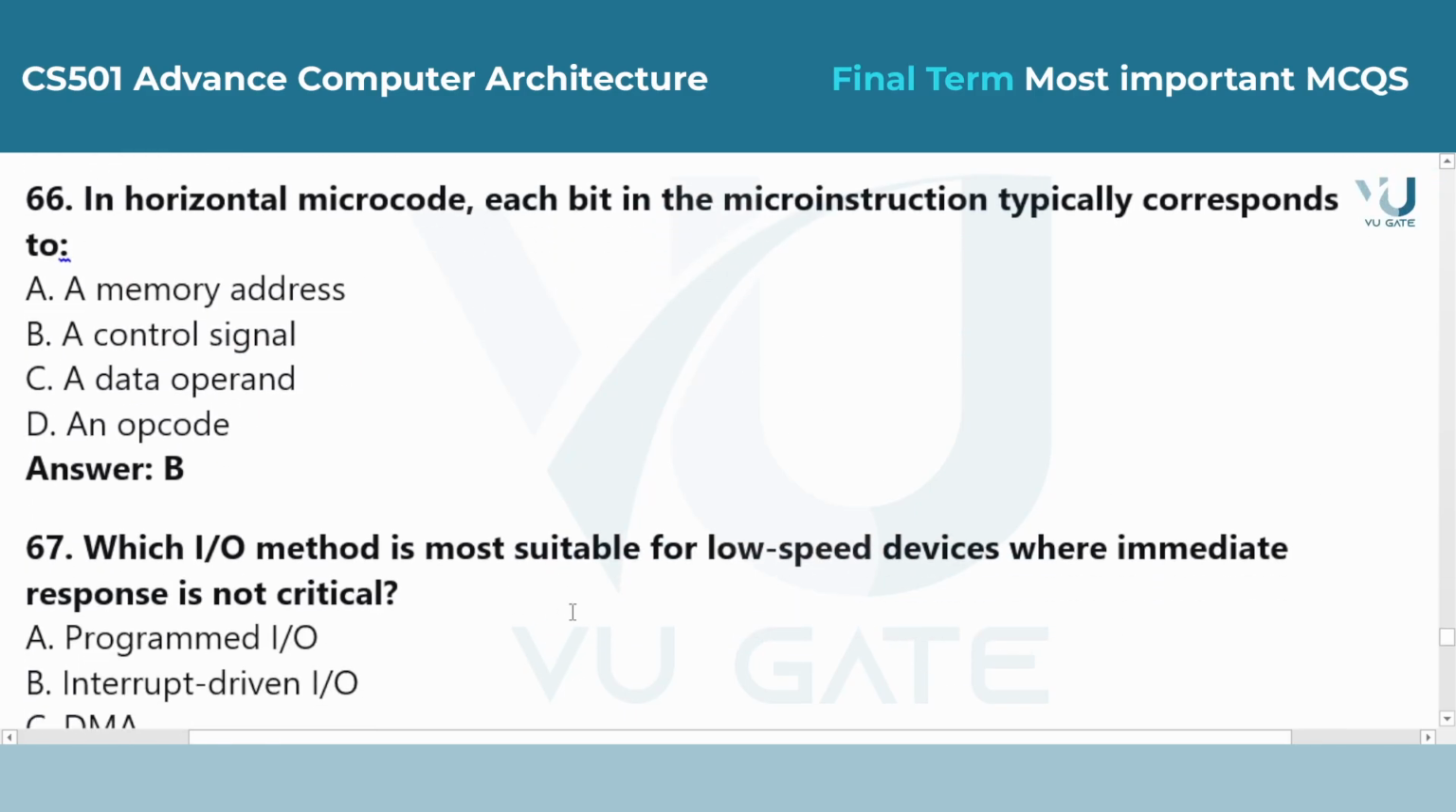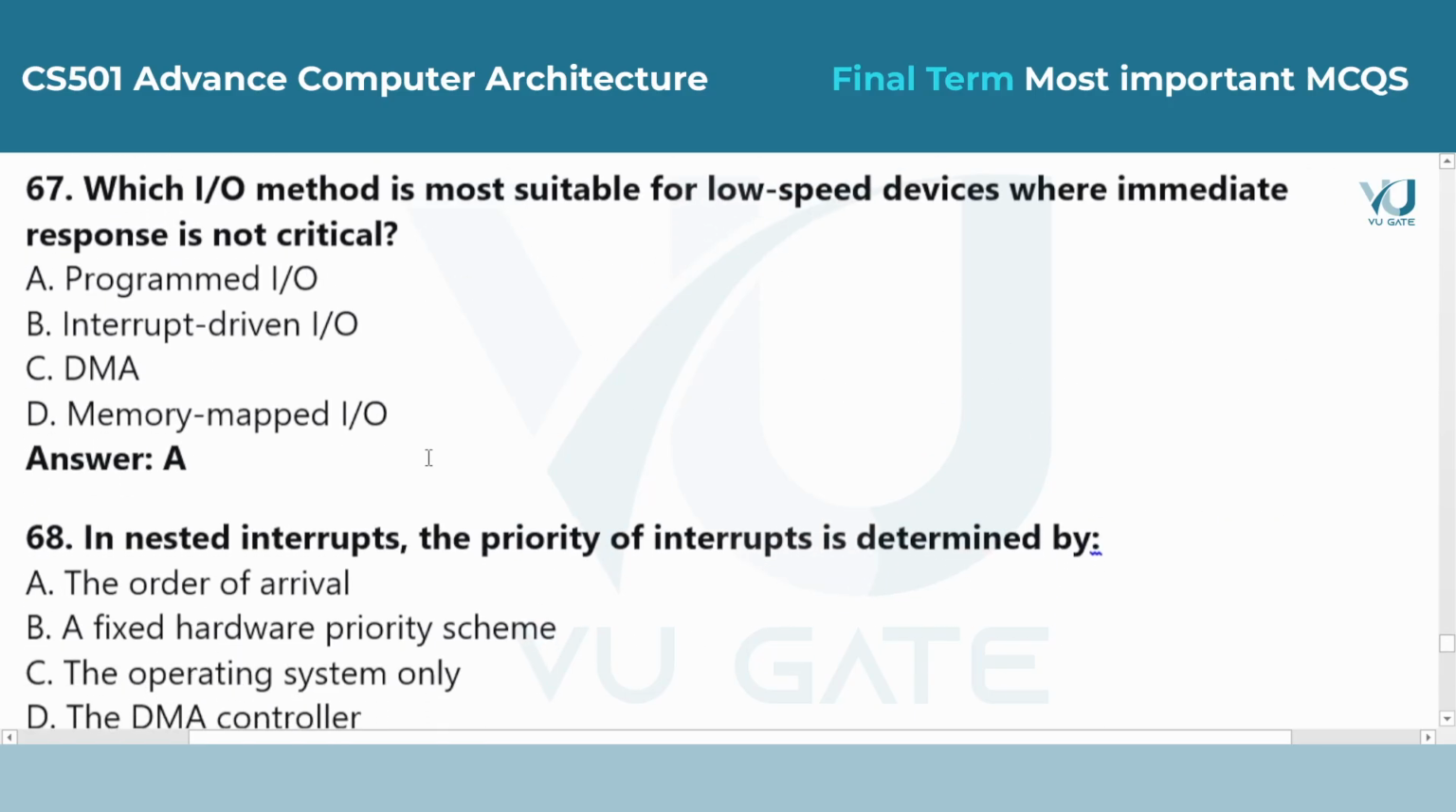66. Question: in horizontal microcode, each bit in the micro-instruction typically corresponds to? Answer: B. A control signal. Concept: every bit directly turns a hardware gate on or off, making it very wide but very fast to decode.